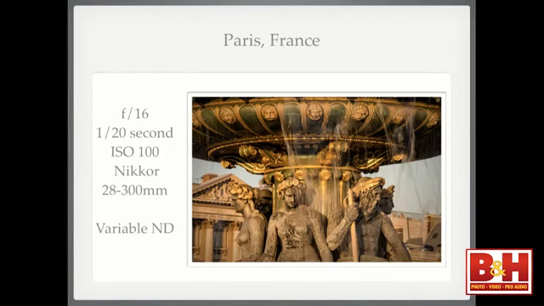So f/16, 20th of a second. Now this exposure, it doesn't take that long. Sometimes it's just a very short, long exposure, so to speak. That'll allow you to do this. So the variable neutral density filter allowed me to create more of an expressive image.